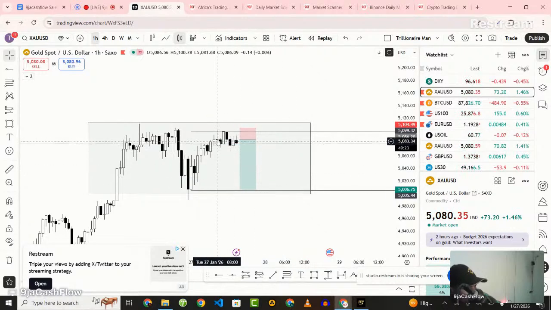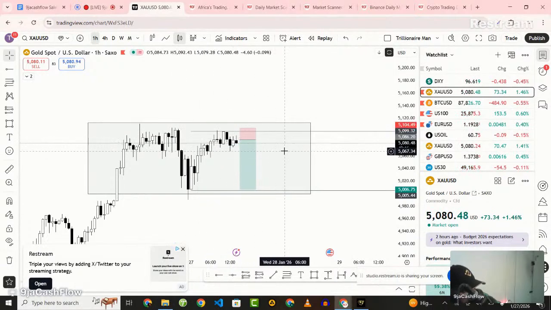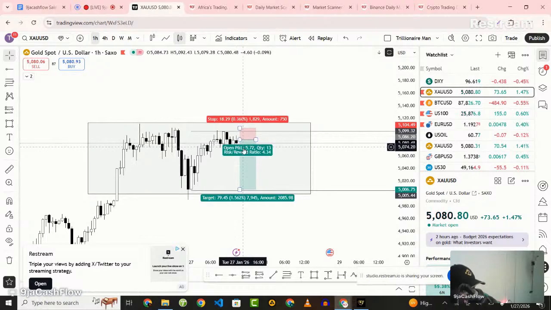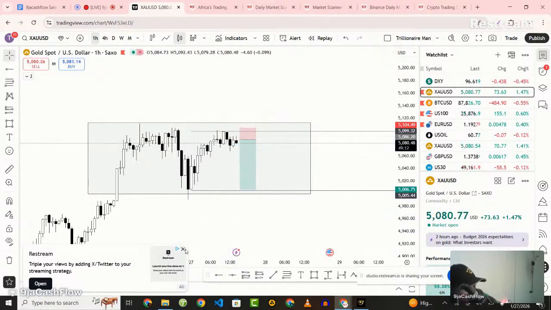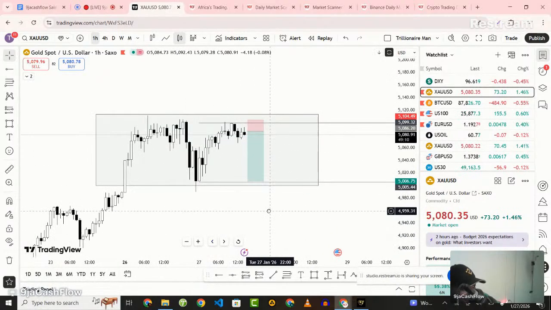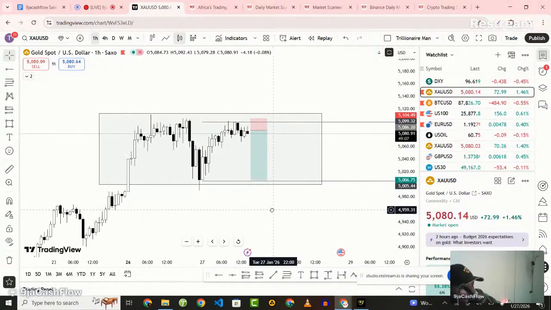But from what I'm seeing here, we are seeing a rejection here. We are seeing another rejection. This is another rejection as well. A lot of confluence is there, but this is a trade that you don't just take.